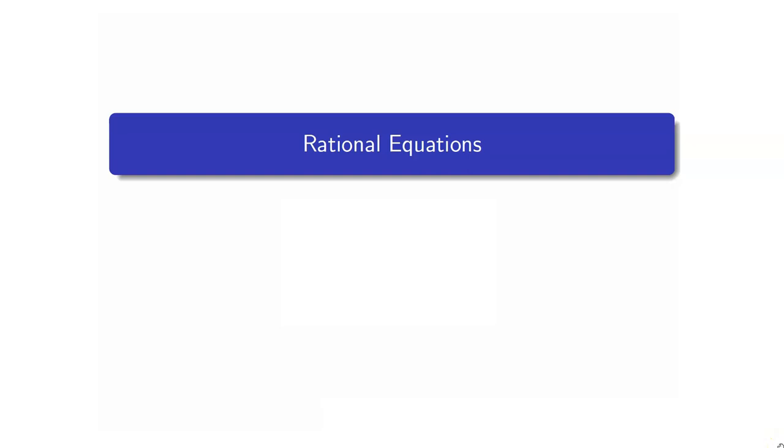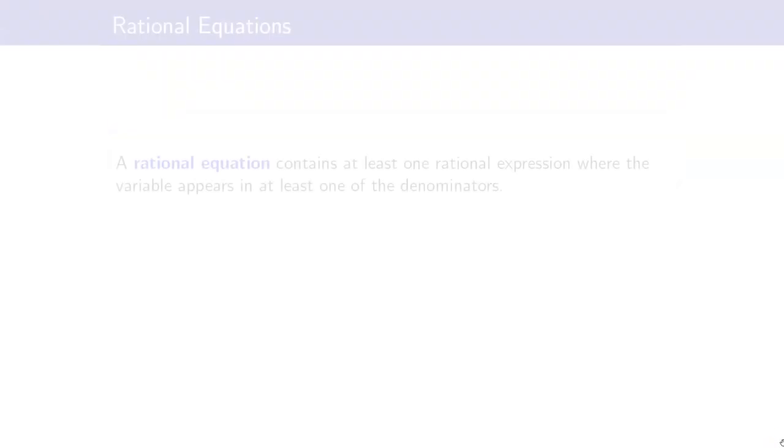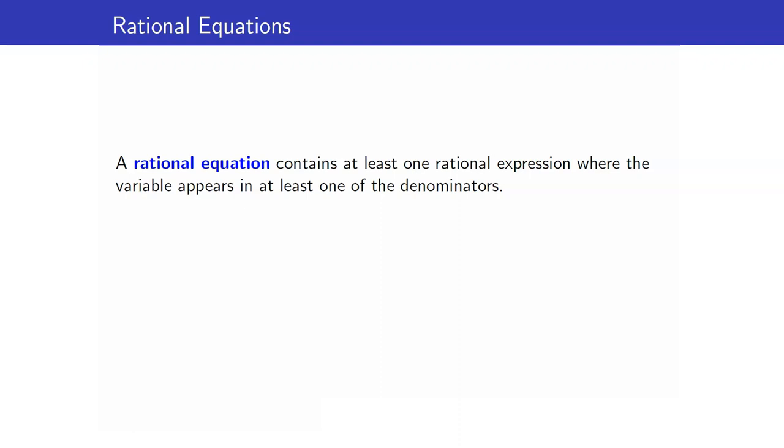In this lesson, I am going to talk about rational equations. What is a rational equation? A rational equation is an equation that contains at least one rational expression where the variable appears in at least one of the denominators. For example, this is a rational equation. You have at least one variable appearing in the denominator.